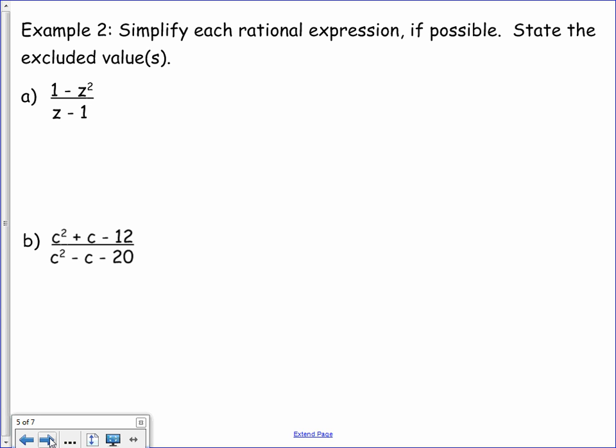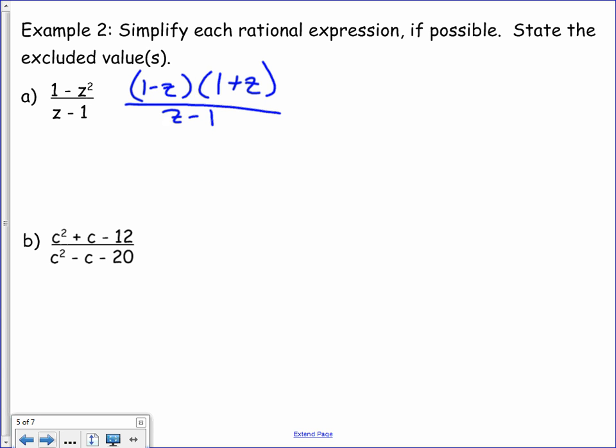Basically the same thing, but now instead of just canceling out or dividing out the common factors, we may have to actually factor or use the difference of two squares pattern, all of those different things that we've learned. So for part A, we have 1 minus z squared. We need to use the difference of two squares pattern to rewrite that as 1 minus z times 1 plus z. I will make my z's with a line through so you can tell they're z's. And then we have that over z minus 1.